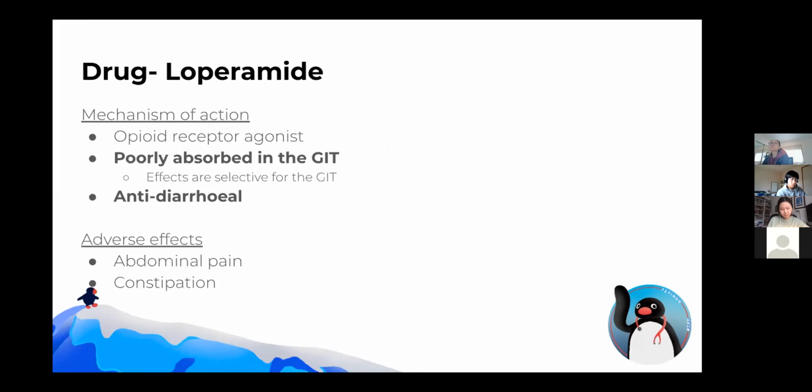And another drug you need to take note of is loperamide. So this is actually poorly absorbed in your GIT, so that's why it's only selective in your GIT. It doesn't act on your CNS. So it basically is an antidiarrheal, and so in adverse effects, if you take too much of it, it can lead to active constipation.